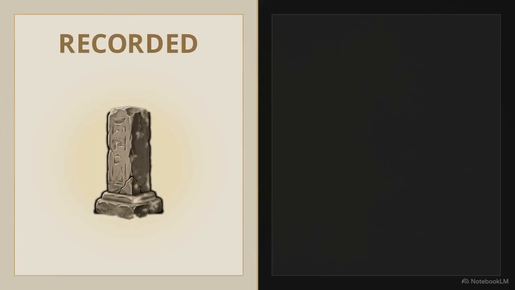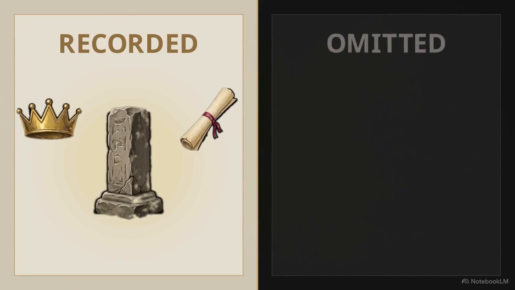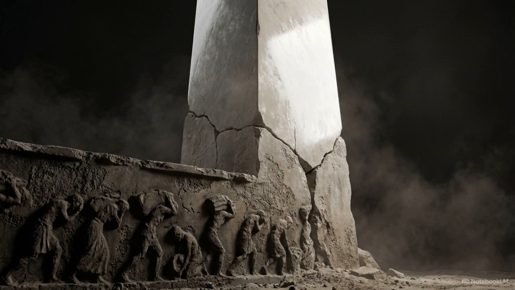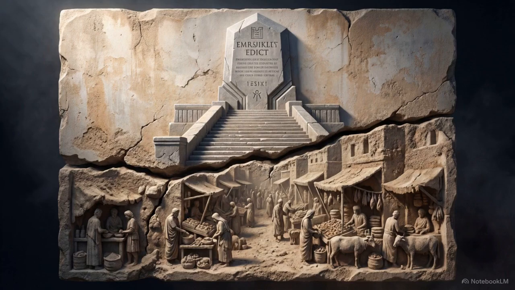However, state inscriptions selectively omit data. They record imperial victories and moral codes, but leave out routine agricultural practices and the lives of landless laborers. This is the definition of elite bias. The stones project the ruler's idealized vision of society rather than the lived reality of the population. Epigraphy successfully documents the intent of the state, but it fails to prove whether those policies reached the lower classes or generated actual economic health.